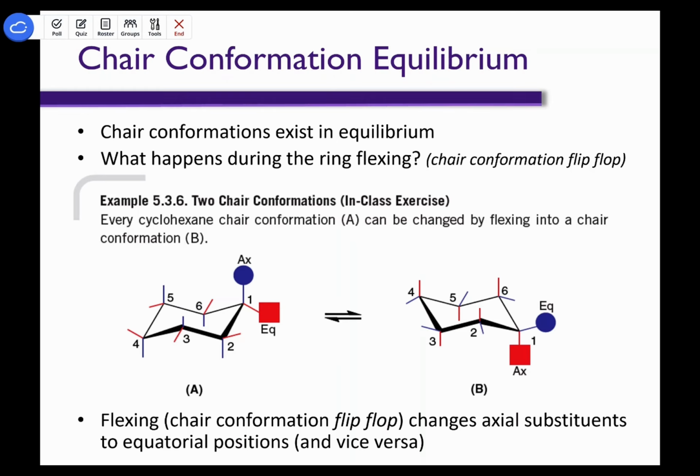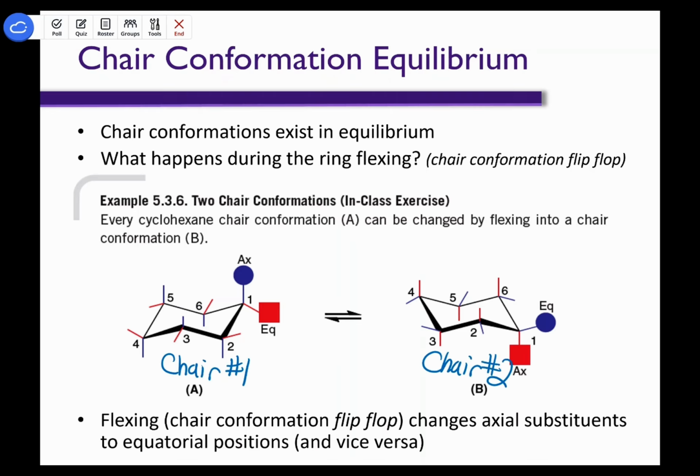I'm going to do another flip-flop. Up and down. They're all in axial positions. Down and up. What are they in now? Now they're all in equatorial positions. Every cyclohexane has 2 different chair conformations. I'm just going to call them chair 1 and chair 2.